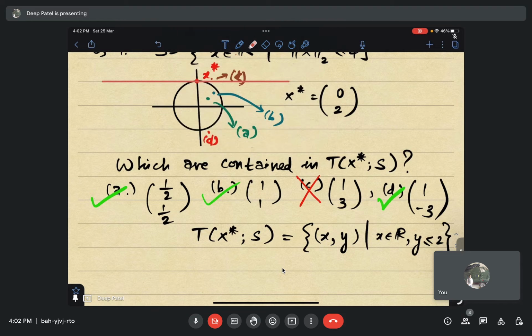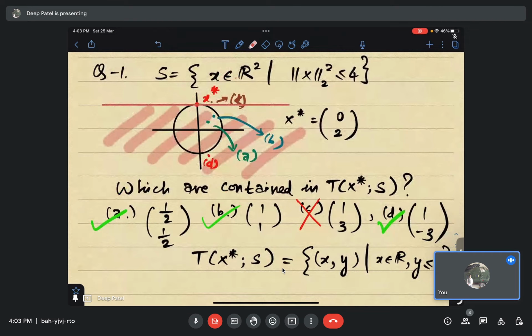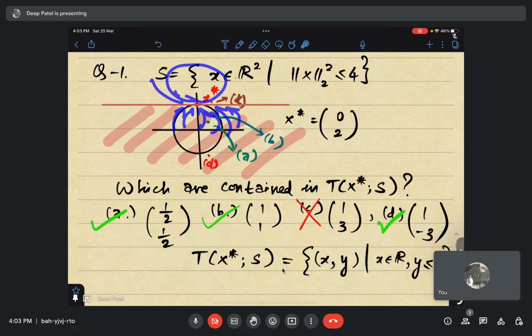I drew the tangent plane on the opposite side. That's why it came out as correct. The set is actually on this side, right? I hope you are able to see the blue color. I can approach like this. If the circle were sitting at the top, then you are right. Got it.